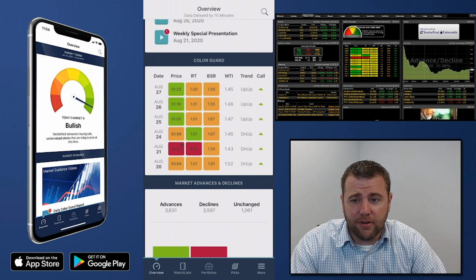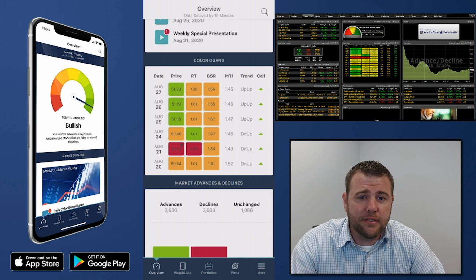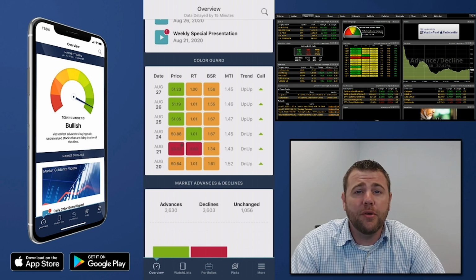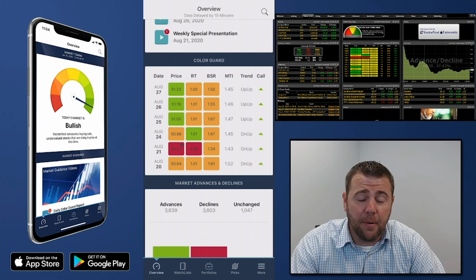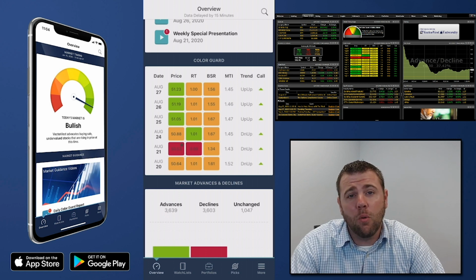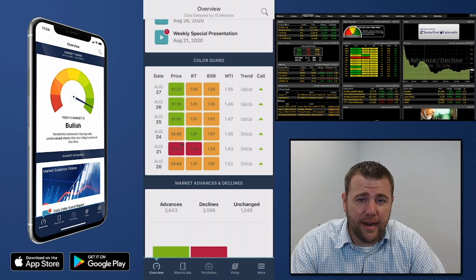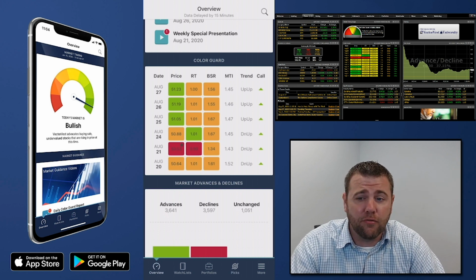The next is the RT, or relative timing. This is going to be focused on the short-term price trend in the market. It's cast on a scale of 0 to 2 to keep it simple for yourselves. Above 1, the short-term trend is up. Below 1, the short-term trend is down. As we can see, it's at 1 exactly right now, so therefore the short-term trend in the market is neutral.